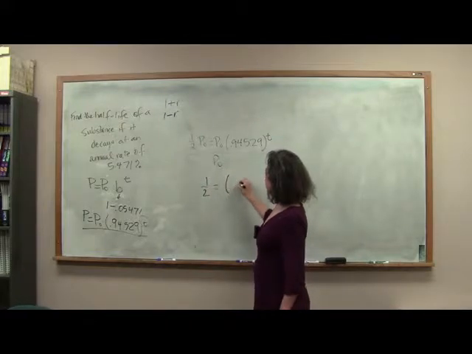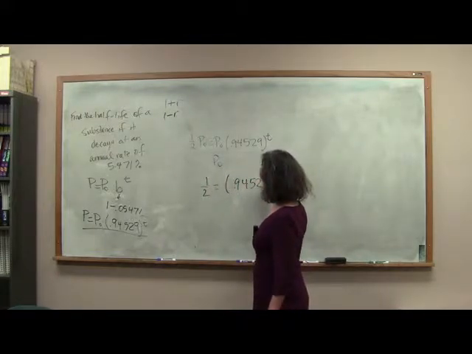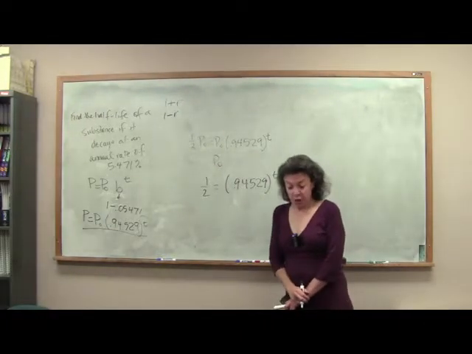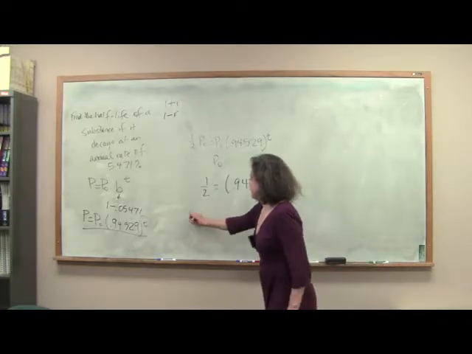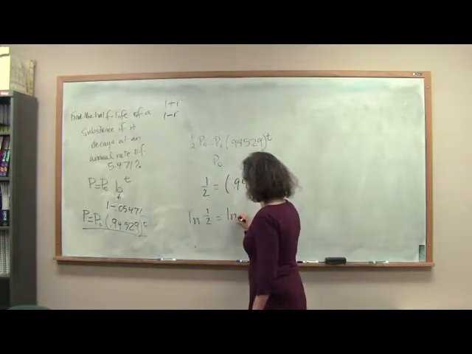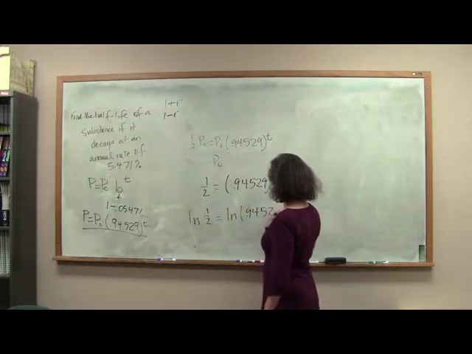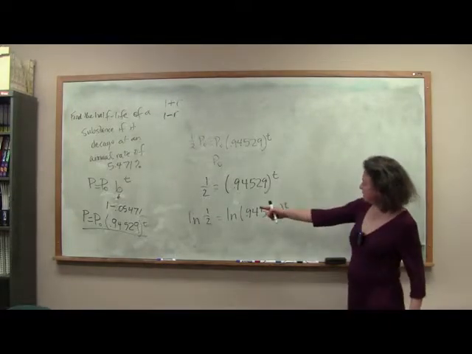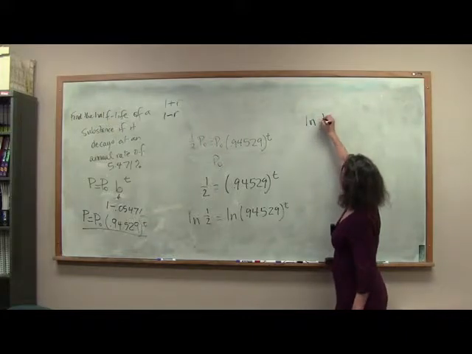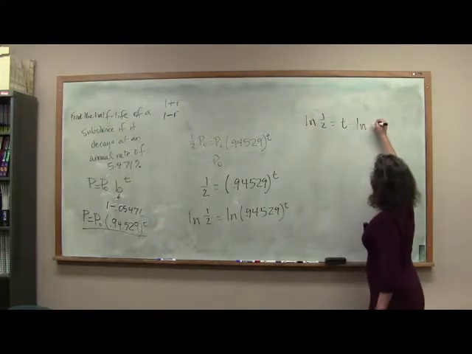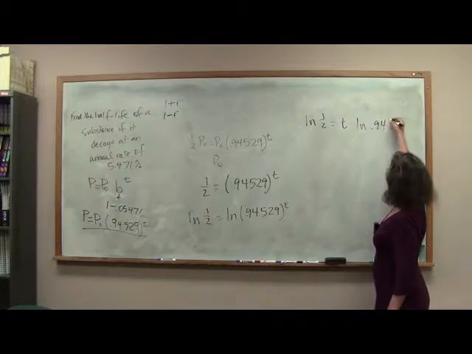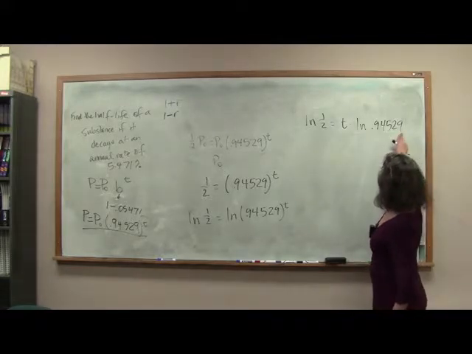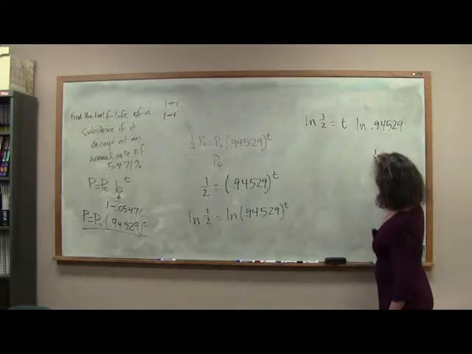So we get 1/2 is 0.94529 to the power of t. How do we solve this? Again, we'll take the log of both sides. So I have the natural log of 1/2 is the natural log of 0.94529 to the power of t. My next step is to bring my exponent down in front. So I have the natural log of 1/2 is t times the natural log of 0.94529. To get t all by its lonesome, we'll just divide both sides by this natural log.